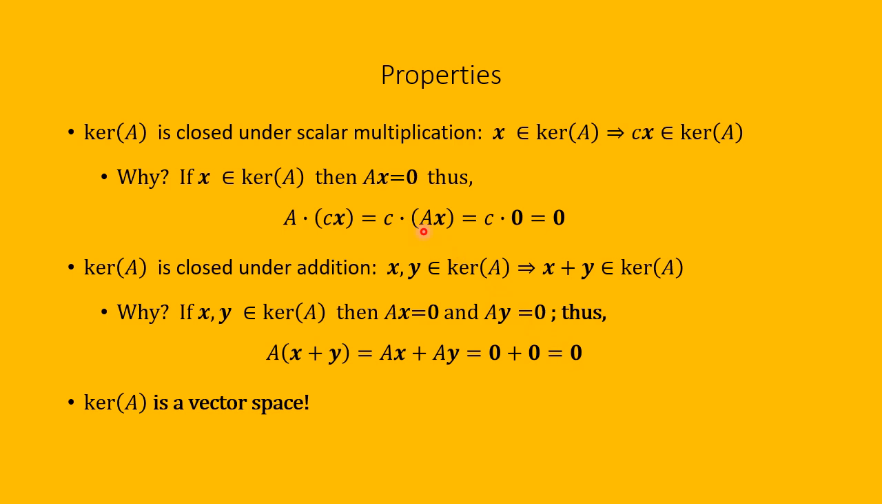So we have that the kernel of A is closed under scalar multiplication and also closed under vector addition. The kernel of A also satisfies the other properties of a vector space, if you're familiar with vector spaces, but you don't really need to for this lesson. We can also then state, assuming those other properties hold, that the kernel of A is indeed a vector space.